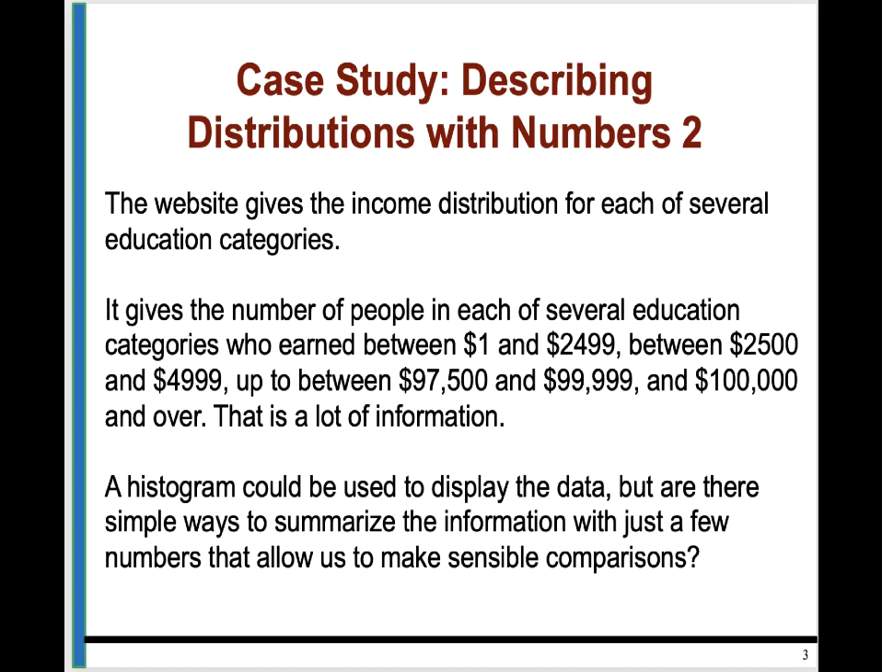So certainly we could create a histogram to display that data, but if we could just provide a simple number that can summarize this information, then that would allow us to be able to make sensible comparisons. That would help us answer how much more people with different levels of education are making.